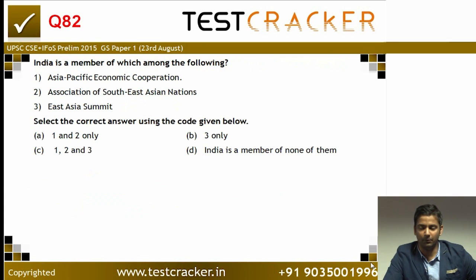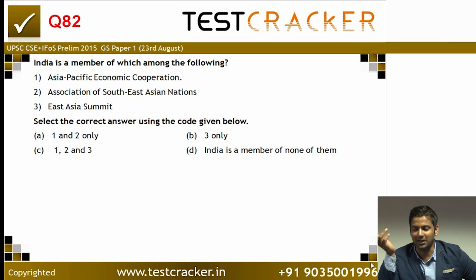Question 82, India is a member of which among the following? In these cases, I would say these are the easiest questions, where you find statements 1, 2 and 3. All you need to do is hunt for one of them which is exactly correct or one of them which is exactly wrong. As in this case, you would know Association of Southeast Asian Nations, ASEAN, 10 countries. With this group, India has a relationship, right. With ASEAN, India has a free trade agreement in goods as well as services. So, if India was a member of ASEAN, why would it have a relationship with its own self? That would be very narcissistic.